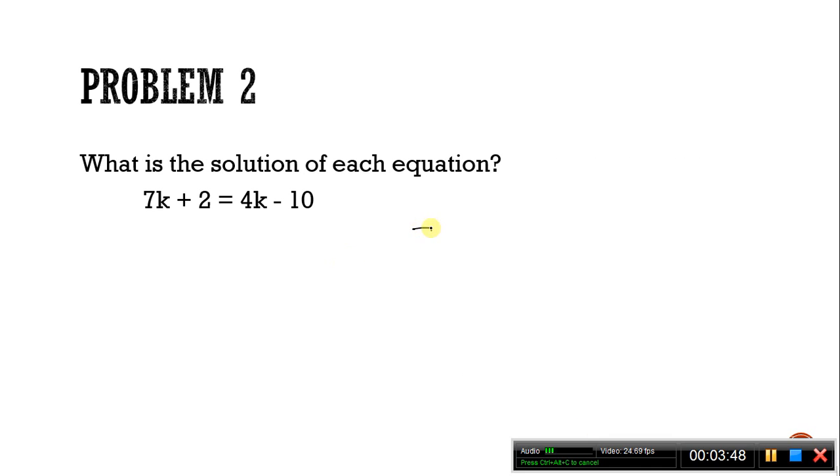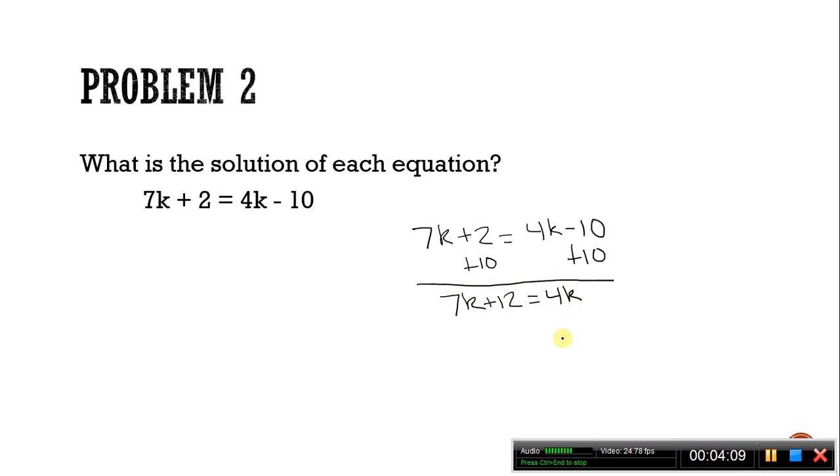Now let's look at this one. Gotta write it: 7k plus 2 equals 4k minus 10. You're also going to want to make sure you get this one down in your notes too. So I'm going to add 10 to both sides. I'm going to get 7k plus 12 equals 4k. Now, I need to get my k's to their own side, so I'm going to get rid of this 7k. Those can cancel out and get 12 equals negative 3k, because 4k's minus 7k's gives me negative 3k's.